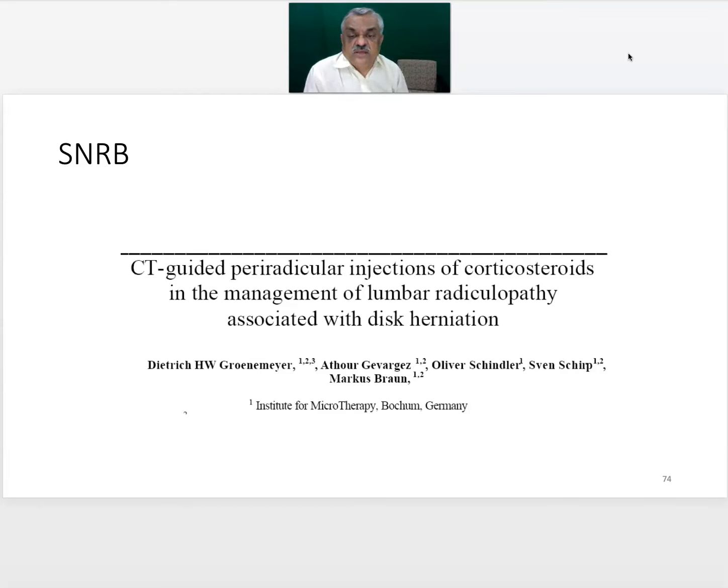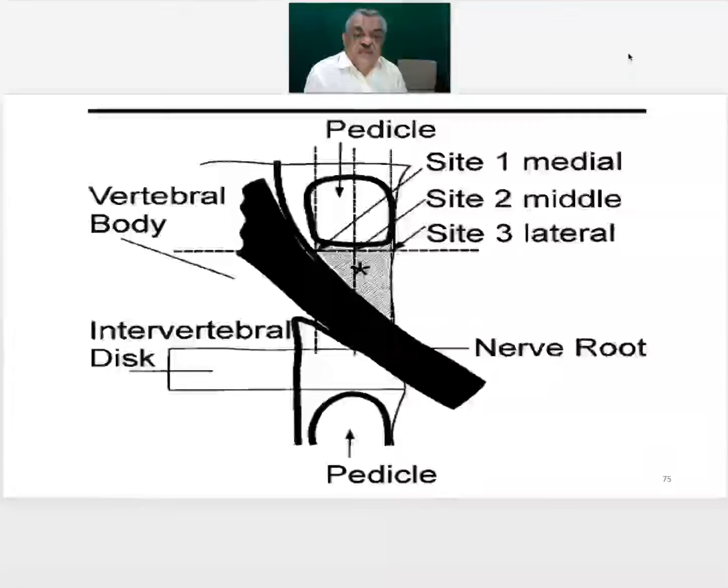Now here we will be talking in short about CT guided periradicular injections as a matter of treatment, and this confusion which is there has to be clarified. Now this is a pedicle, and we find that this is the Kambin's triangle, which is the exiting nerve, the traversing nerve, and the superior end plate of the inferior vertebra. This is a triangle in which we go for injecting or treating the disc, the floor of the segment.